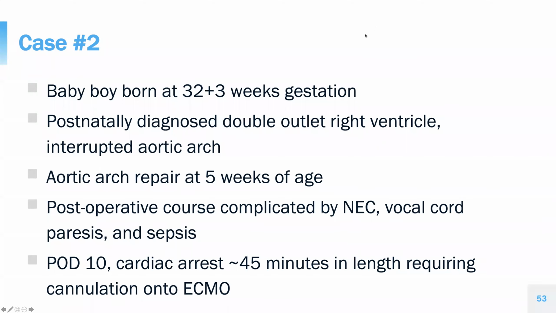So we'll go on to our second case. This was a baby boy who was born at 32 plus 3 weeks gestation. He was postnatally diagnosed with double outlet right ventricle and interrupted aortic arch, and he had an aortic arch repair at 5 weeks of age. The postoperative course was complicated by neck and vocal cord palsy, as well as sepsis. At post-op day 10, he had a cardiac arrest lasting 45 minutes and needed cannulation onto ECMO.